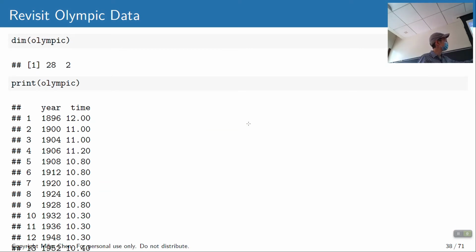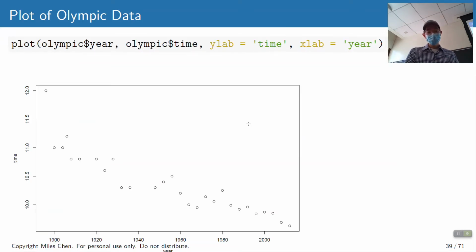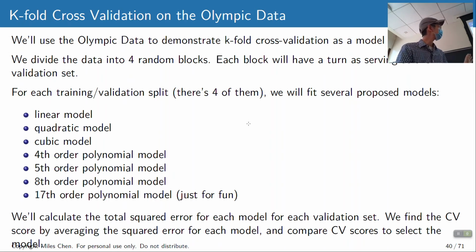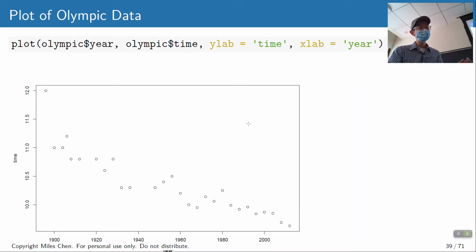Okay, so let's try this out for the Olympic data. In my Olympic data, I have 28 observations and 2 variables, the year and the winning race time. What I'm going to do is 4-fold cross-validation. I'm going to take the data and divide it into 4 random blocks, so the results of k-fold cross-validation are subject to your random seed.